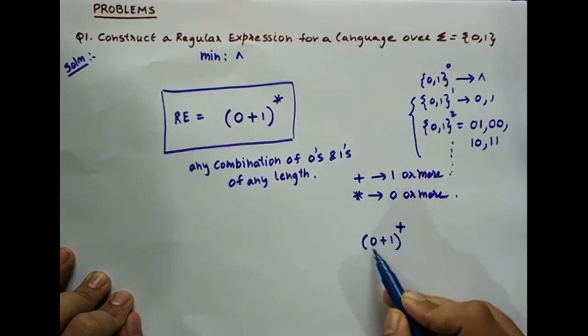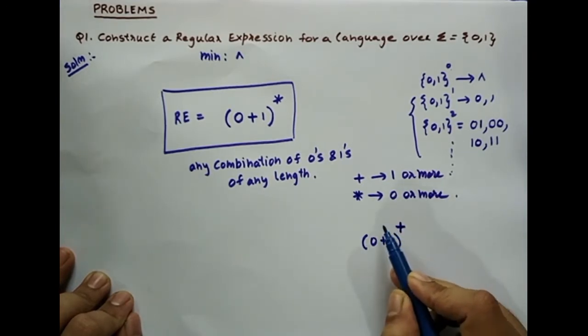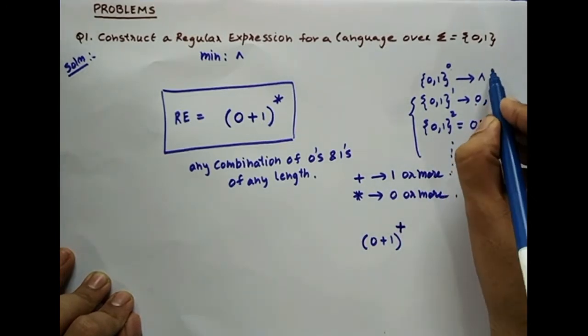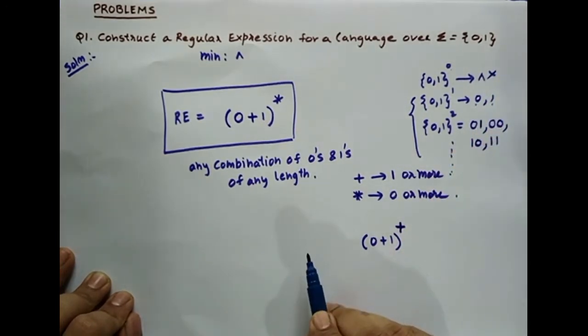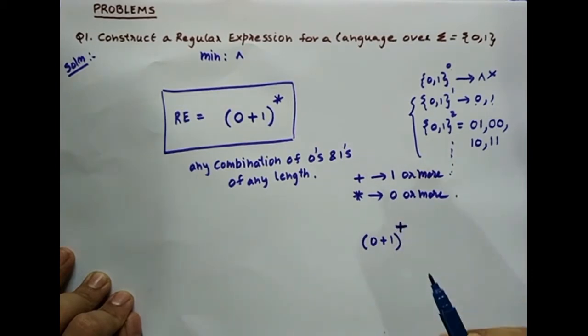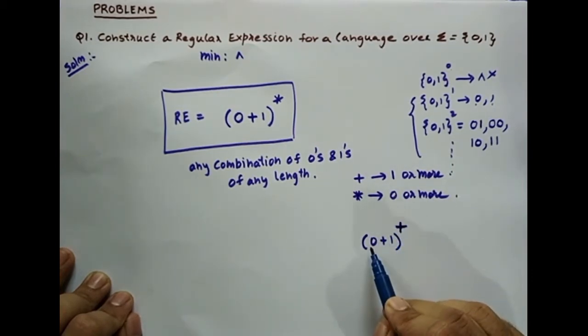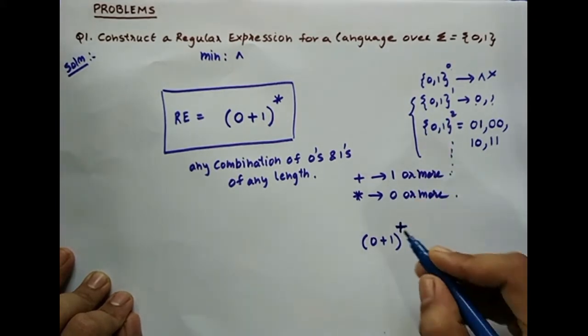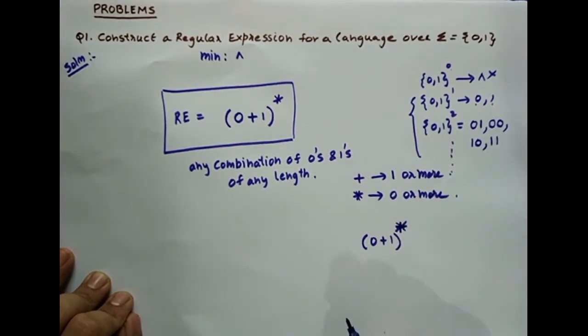And when the sub expression is repeated at least once, you are bound to get 0 or 1, and you will never get null. That's why when you use plus on top of any sub expression, you will not have null as one of the strings, and when star is used on top of any sub expression, null will be included.